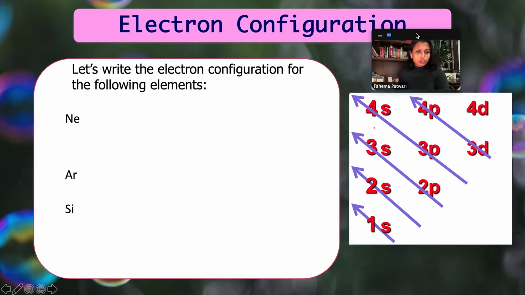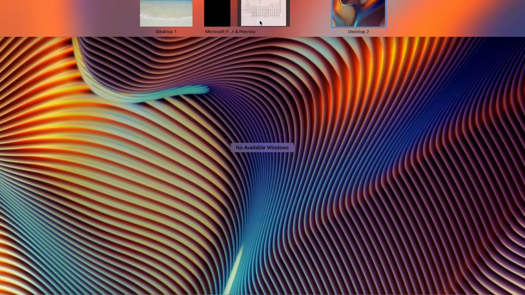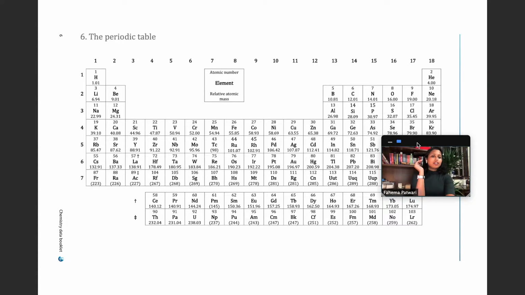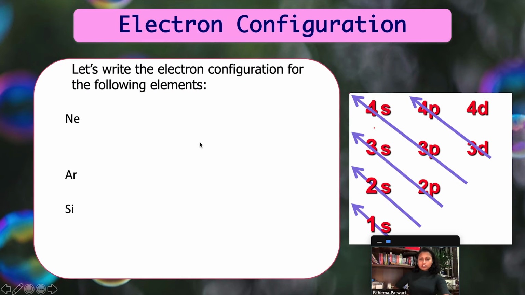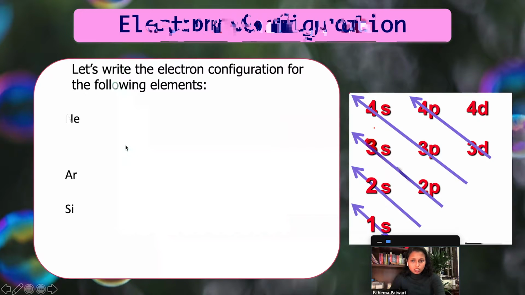Alright, so we're going to use the diagonal rule to help us write the electron configuration for these following elements. So first things first, find it on the periodic table. Okay, neon. Neon is a noble gas. Noble gases are all over here. These are all gases that don't react. So neon, atomic number 10, has 10 electrons. Let's write it in.